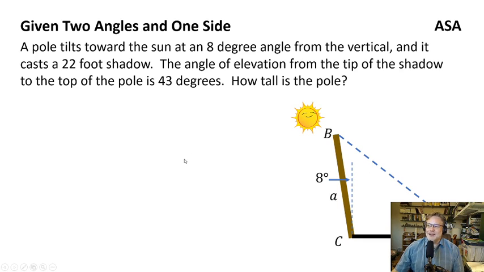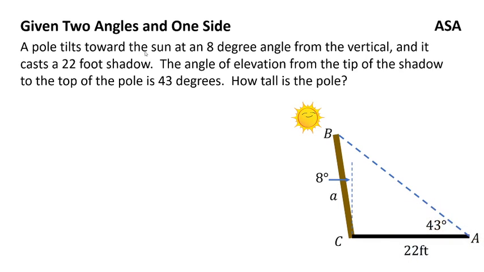All right, so here's another example. This involves two angles with a side in between them, and we'll see just how this works in a second. A pole tilts toward the sun at an 8-degree angle from the vertical, and it casts a 22-foot shadow. So here's a pole that's leaning towards the sun at an angle of 8 degrees, and it casts a 22-foot shadow. The angle of elevation from the tip of the shadow to the top of the pole is 43 degrees. And so how tall is the pole? In other words, what's this length here of A?